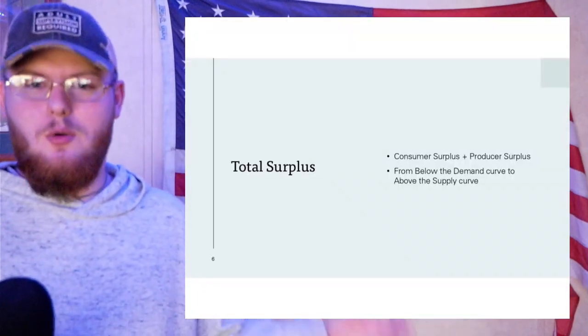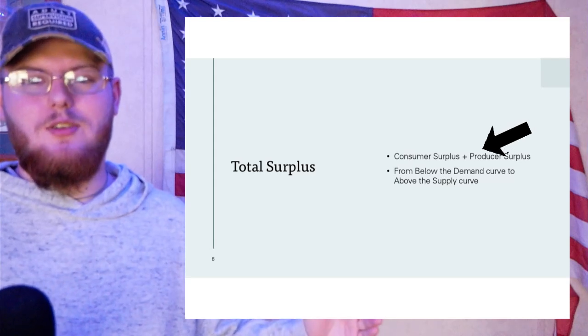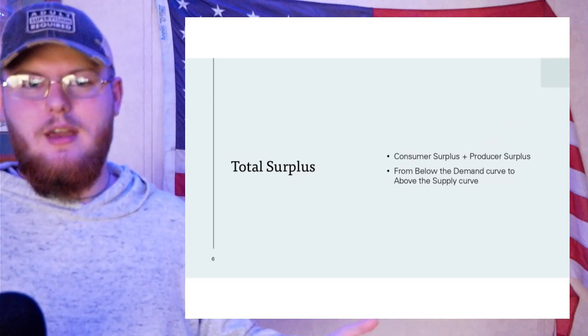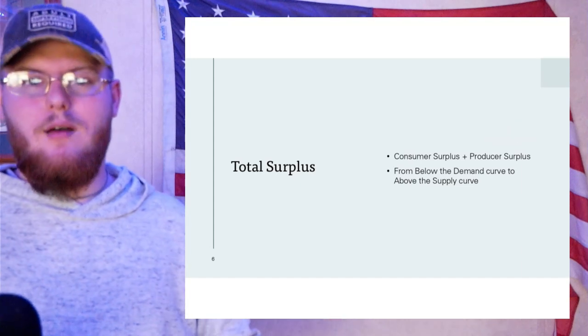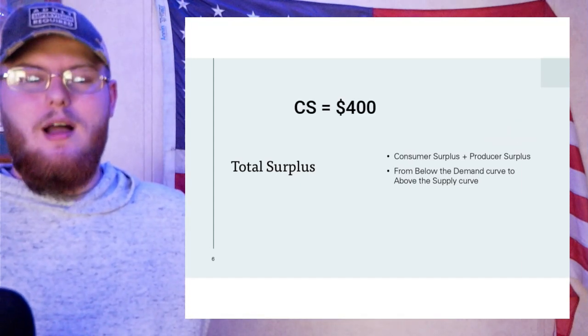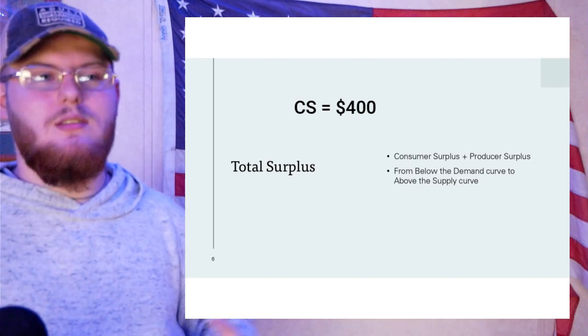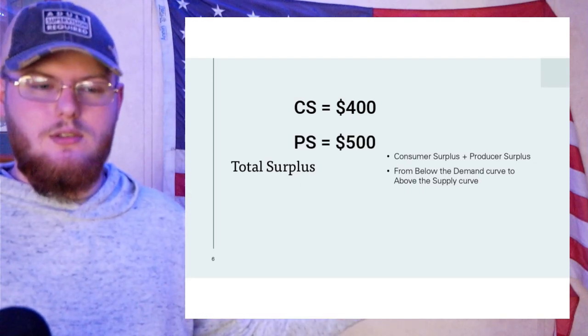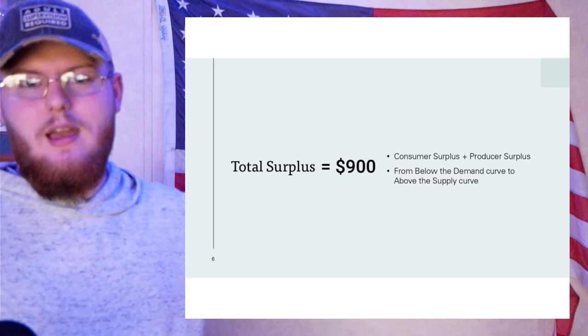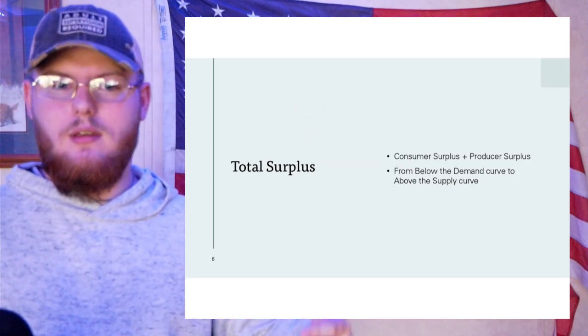Next, we have total surplus. That is the combination of consumer surplus and producer surplus. Adding those together will give us the totals. So we will have our consumer surplus, let's say $400. And then we'll have the producer surplus, let's say $500. Combine those together, what's the total surplus? $900. And that is what the market surplus is going to look like.